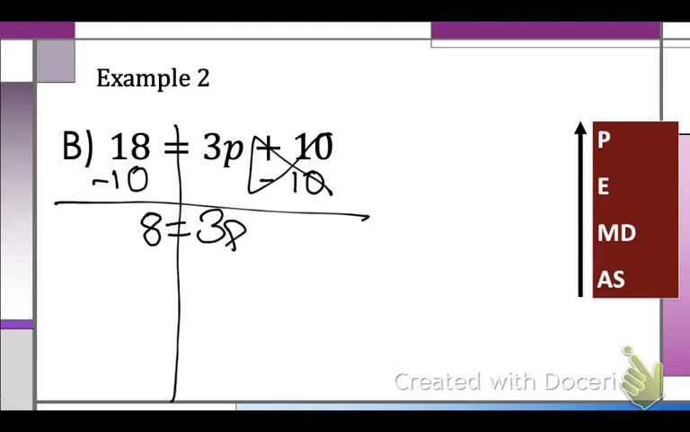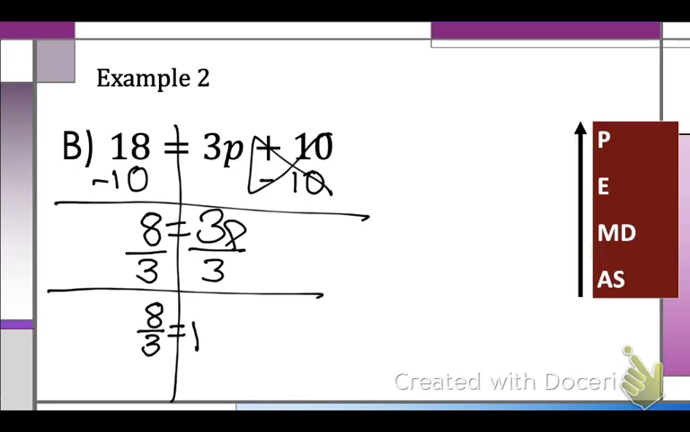Then I'm going to undo the multiplication or division. This is multiplying, so I'm going to divide by 3. Okay, we can't actually do 8 divided by 3, and so we're going to leave our answer as a fraction, as an improper fraction, and it is okay. It is okay to have a fraction as your answer. Actually, often you will get a fraction as your answer. So 8 over 3 equals p.